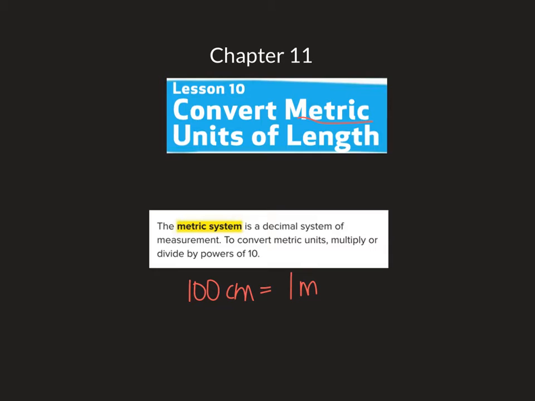So what did I do? I divided by 100. Remember when we talked about that, when we're dividing by 100? That means I'm moving my decimal point back 2 spots.